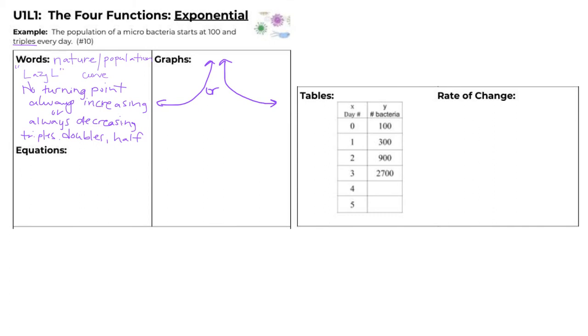Finally, if you look at the table, you will see that the x values are increasing. So the days, as the days get bigger or go forward in time, the y values or the bacteria is tripling. 100 times 3 is 300, 300 times 3 is 900, 900 times 3 is 2700. We will continue to talk about this more later in our studies.